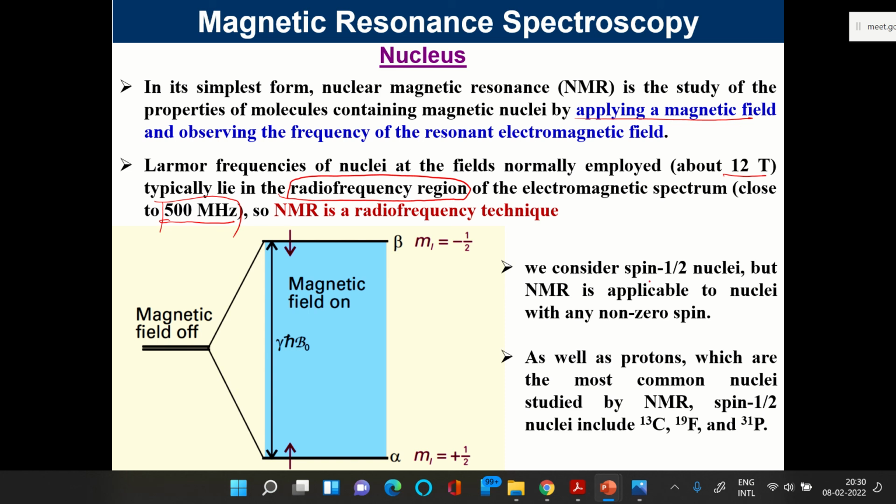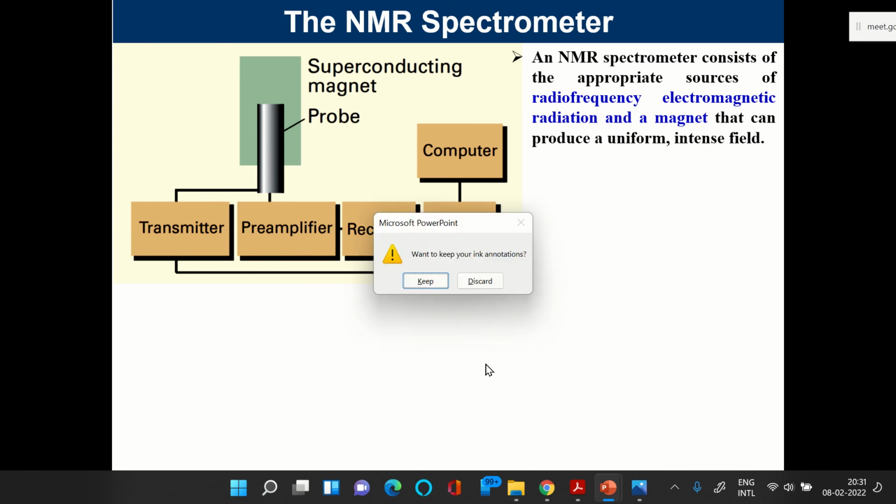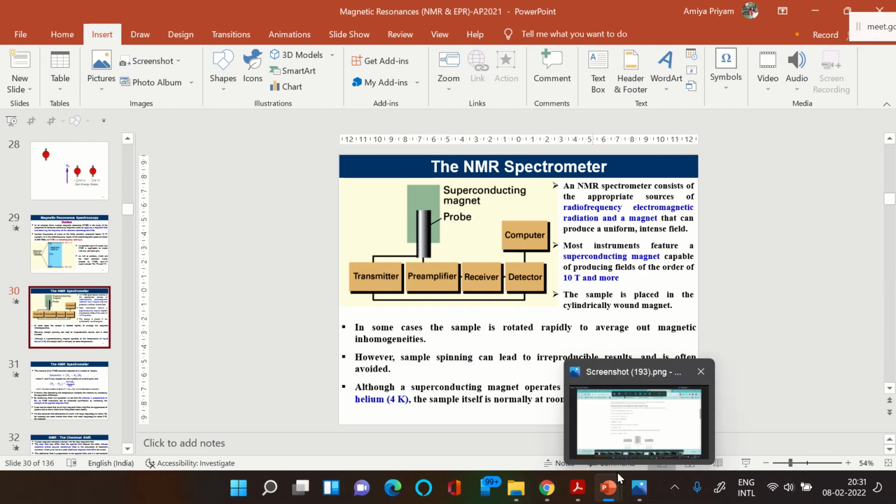So we consider spin half nuclei. NMR is applicable to nuclei with non-zero spin as well as protons, which are common. Spin half nuclei are 13C, 19F, 31P. These are the things that will be important to us in addition to hydrogen. So in the next few classes we will be discussing NMR, the technique, in detail. So I stop here.